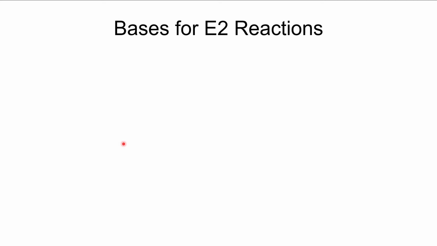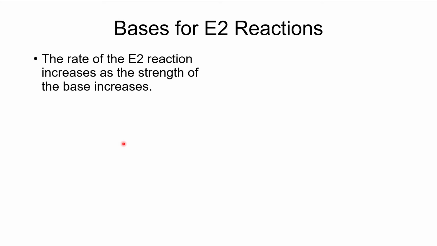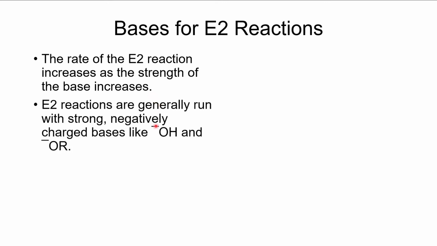For E2 reactions, we need strong bases. If you recall, in the SN2 reactions, we needed strong nucleophiles. Well, in the E2 reaction, we need strong bases. So E2 reactions are generally run with strong negatively charged bases like hydroxide or alkoxides. And we saw some of those at the beginning of this chapter in the previous video.